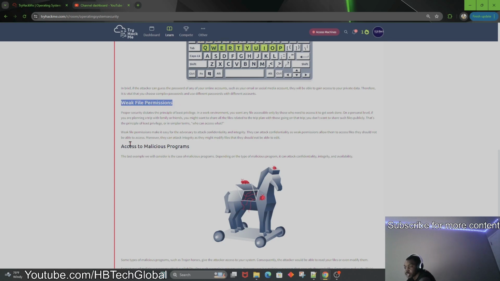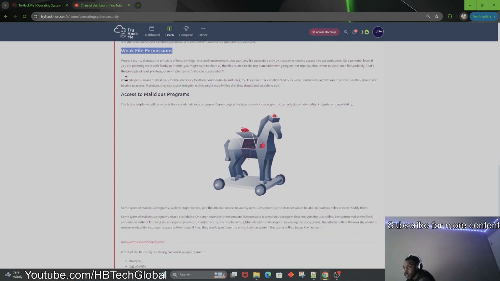Weak file permissions make it easy for the adversary to attack confidentiality and integrity. They can attack confidentiality as weak permissions allow them to access files they should not be able to access. Moreover, they can attack integrity as they might modify files they should not be able to edit.